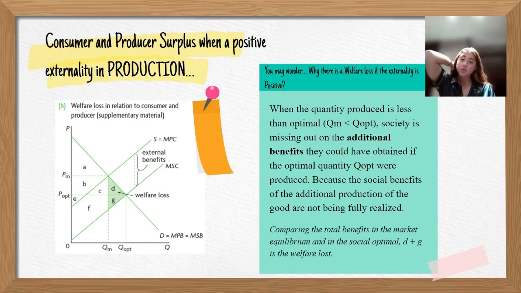Then in the social optimum, the consumer surplus is A, B, C, and D, the producer surplus is E, F, and G, and the external profits are zero because the optimal point has been reached, which makes a total benefit of A, B, C, D, E, F, and G. Then, comparing the total benefits in the market equilibrium and in the social optimum, we observe that D plus G is the welfare loss in the equilibrium PM-QM.